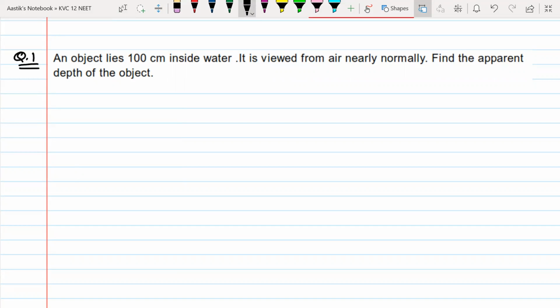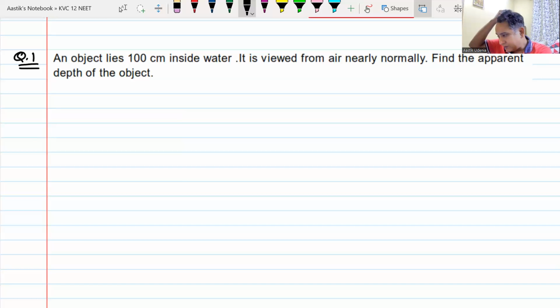An object lies 100 centimeters inside water. So what is this 100 centimeters? Definitely this is the real depth. An object lies 100 centimeters inside water. It is viewed from air. Find the apparent depth of the object. Apparent depth is the depth that we see. Will it look closer or will it look farther? Will it be looking less than 100 centimeters, closer to us, or will it be looking farther away?